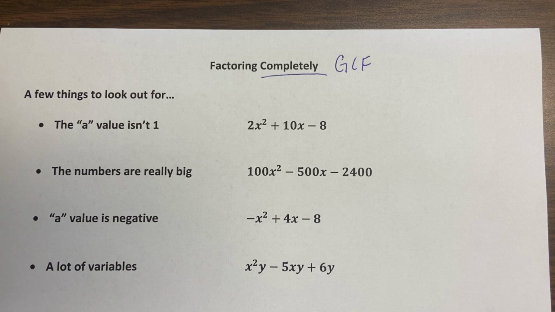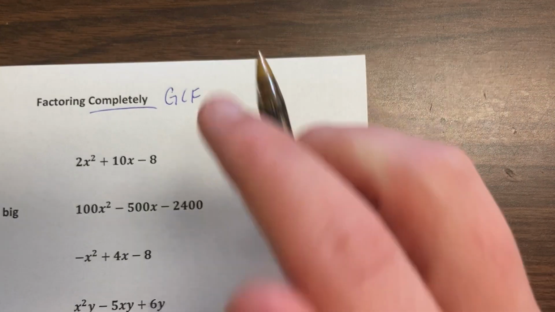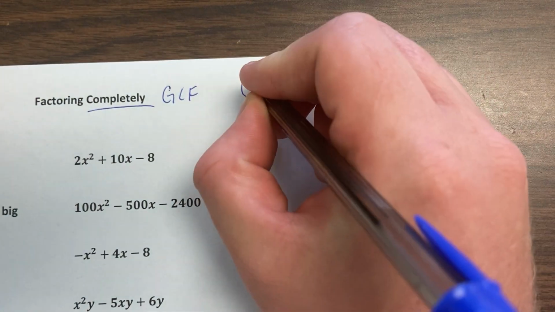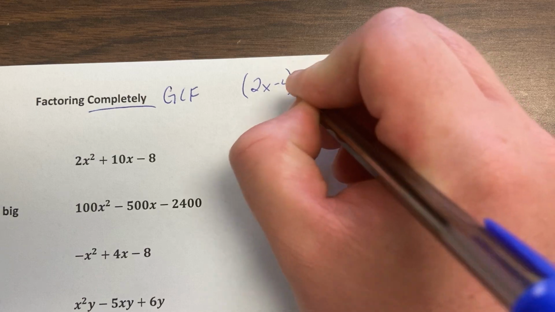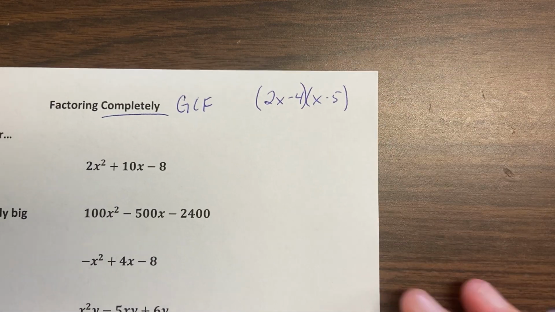If the factors in a product have something in common with each other, we say it's not factored completely, and there's another step that needs to happen. Maybe just a quick example. If we look at something like this, right?